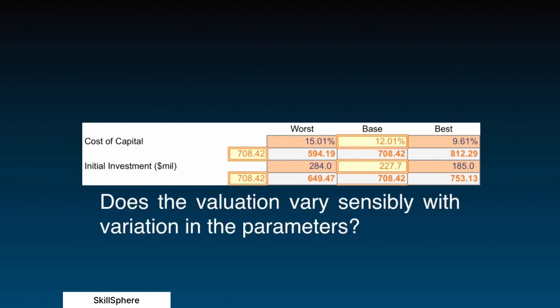So I actually like to look at this table. One reason is to get some sense of the sensitivity of the valuation to changes in specific parameters. But I also like to use it as a gut check, a reality check, to make sure that the valuation varies sensibly with variation in the parameters. If I had found that as I increased the cost of capital the valuation numbers actually went up, I've got an error somewhere in my model.